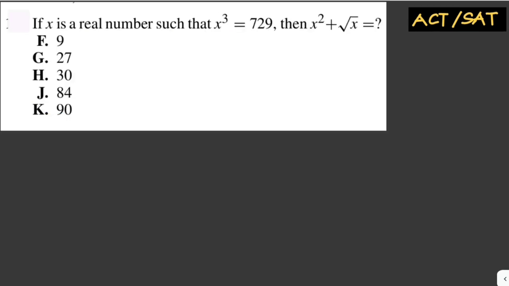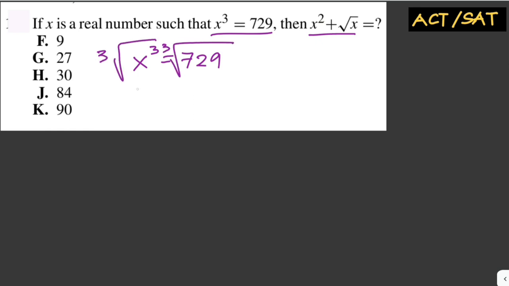If x is a real number such that x cubed is equal to 729, then x squared plus square root of x is equal to. Now we can solve this one by solving for the value of x, and we're given this one. So that is x cubed equals 729, and then we get the cube root of both sides. So this is just equal to x, and the cube root of 729 is just equal to 9, because we can write 729 as 9 cubed.